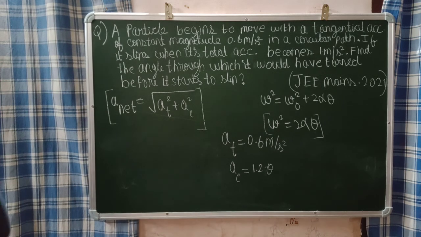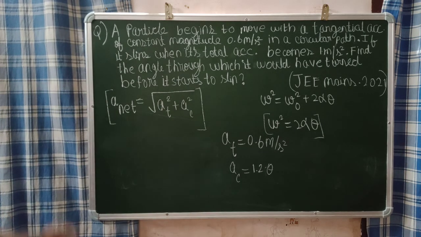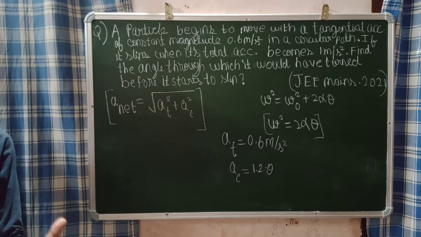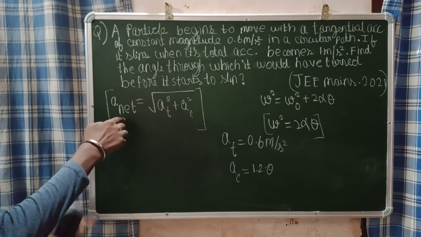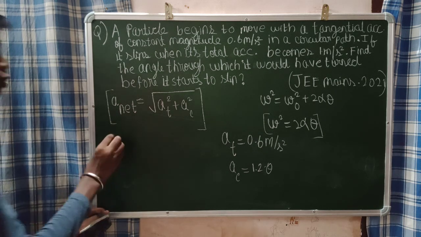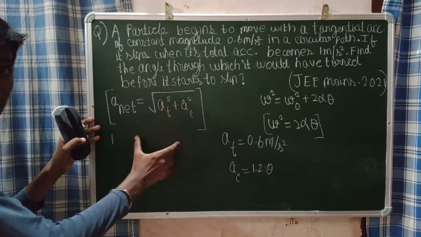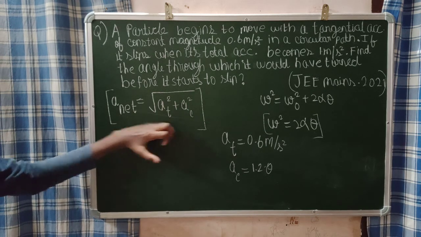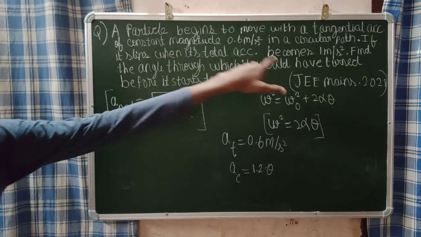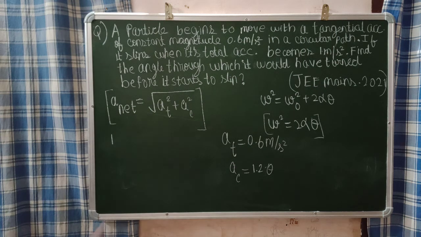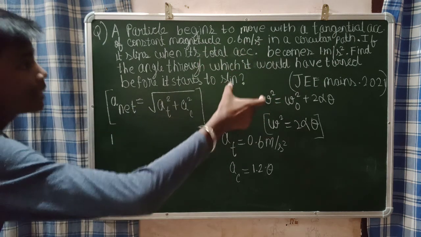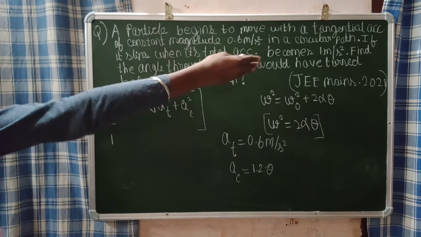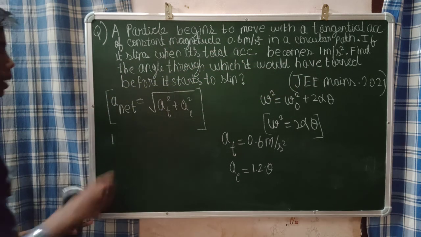In the question they have given that if it slips and its total acceleration becomes 1 meter per second square. Total acceleration and net acceleration are both the same, you know that. So your net acceleration and total acceleration are the same. Now let us come to this equation. Your net acceleration is given as 1 meter per second square. So total acceleration is 1 meter per second square, that is, net acceleration is 1 meter per second square.